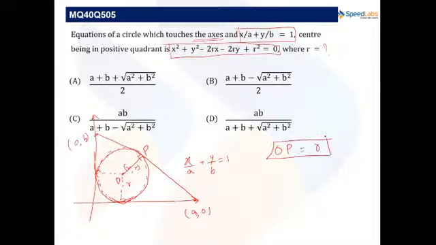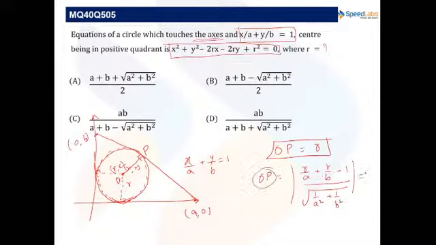We have seen that if we draw a perpendicular from any external point, then its length is given by OP equals mod of, in place of x, r by a plus r by b minus 1, whole upon under the root 1 upon a square plus 1 upon b square. And this value OP is equal to the radius of the circle.